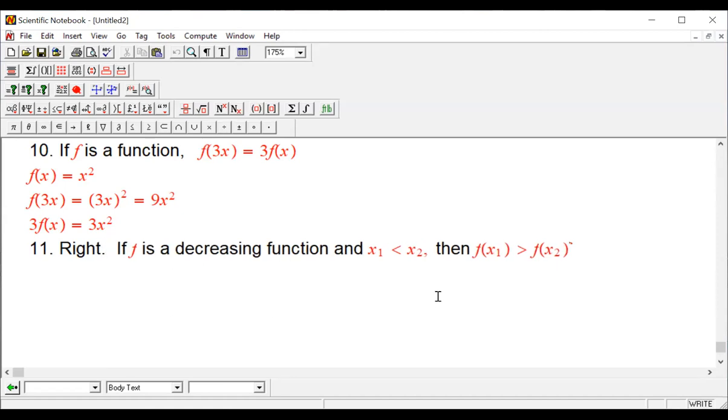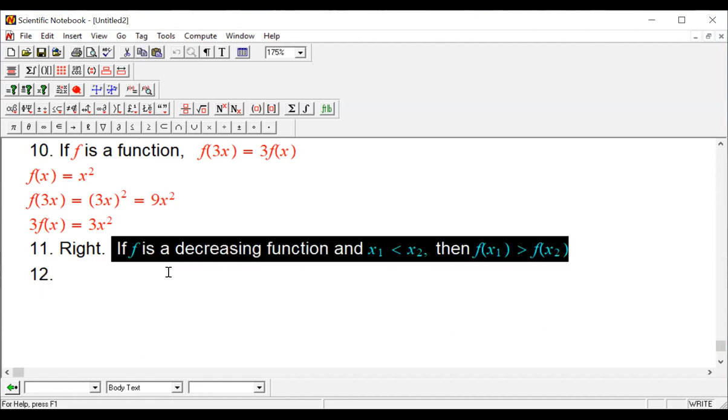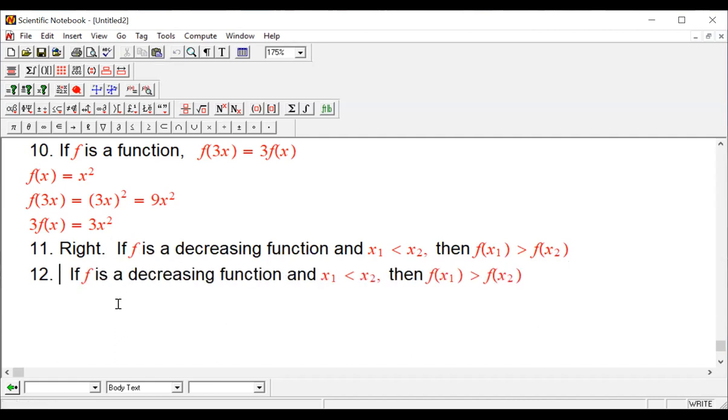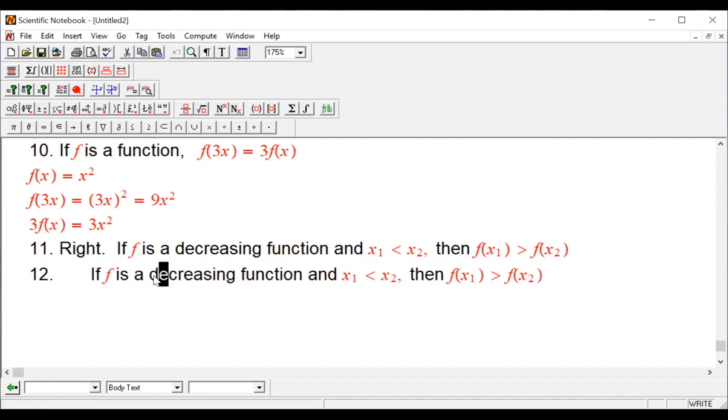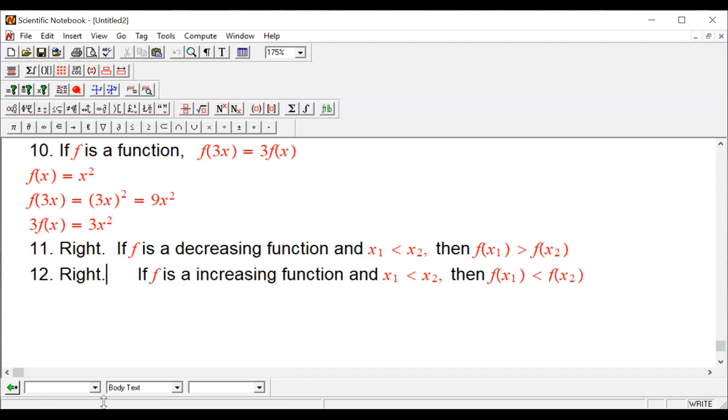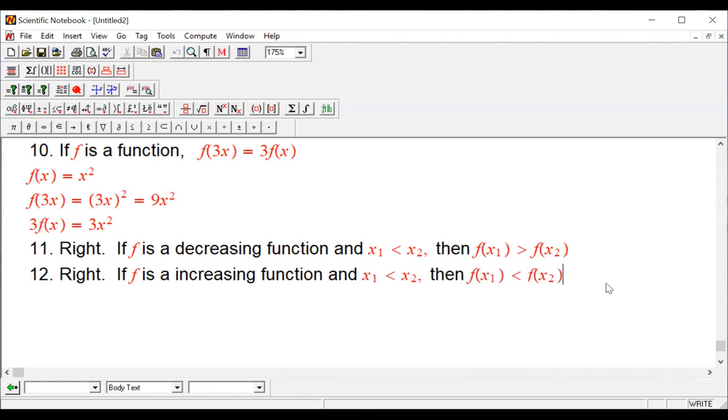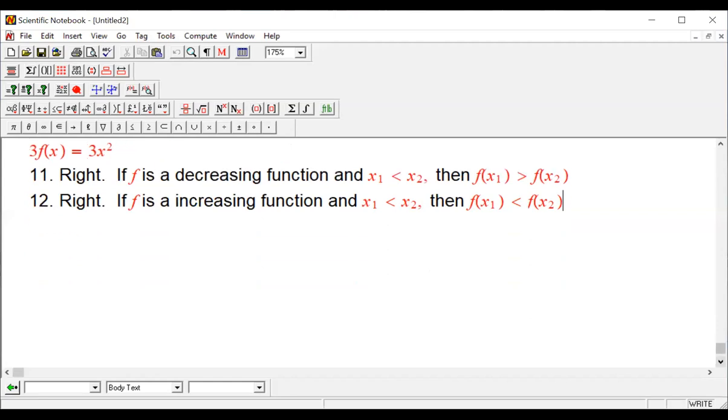Number 12. So if f is an increasing function, and x sub 1 is less than x sub 2, then f of x sub 1 is less than f of x sub 2, and that is right as well. I'm just kind of taking a shortcut. In fact, you're going to see these two definitions in the Calculus 1 textbook once again at the beginning.